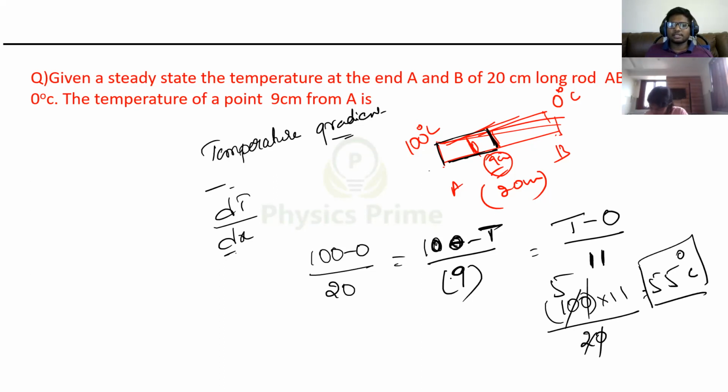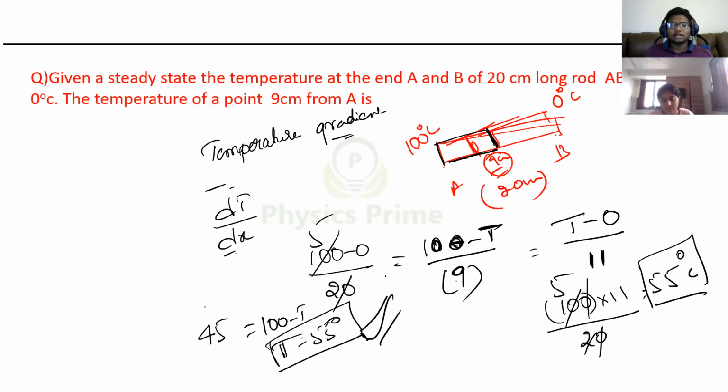Temperature gradient. Otherwise, from here also you can check. 100 by 20 is how much? 25. So 9 into 5 is 45, right? 45 is equal to 100 minus T. Then T is again 55. So anyway, we can solve it. Temperature gradient remains the same throughout the rod. By using that principle, you can use temperature gradient.